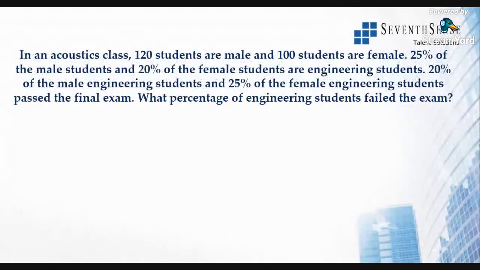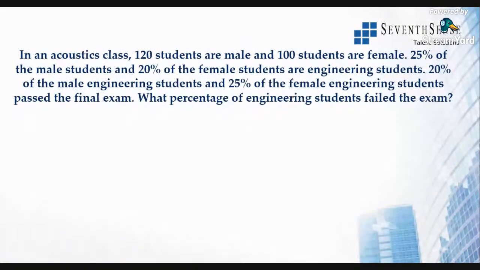Okay, there is this question now. In an acoustics class, 120 students are male, 100 students are female. 25% of the male students and 20% of the female students are engineering students. Then 20% of the male engineering students and 25% of the female engineering students passed the final exam. Now they are asking what percentage of engineering students failed the exam. Some students passed, some students failed. So what percentage of only engineering students failed the exam?